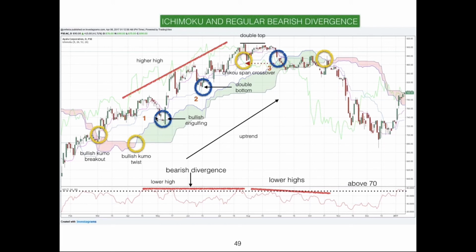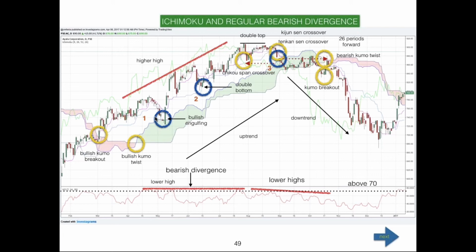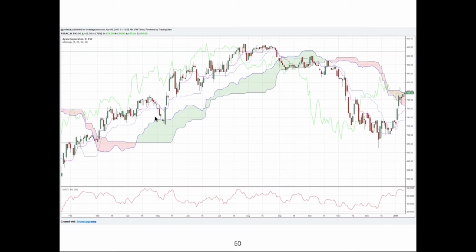Aside from the Chikou Span, there was also a bearish Kumho twist in the future. There was also a Tenkan-sen and a Kijun-sen crossover. And finally, there was a price breakout below the Kumho and a downtrend followed. Now, the bearish divergence helps boost our conviction of a reversal to the downside, along with the bearish Kumho twist and the other bearish Ichimoku elements.